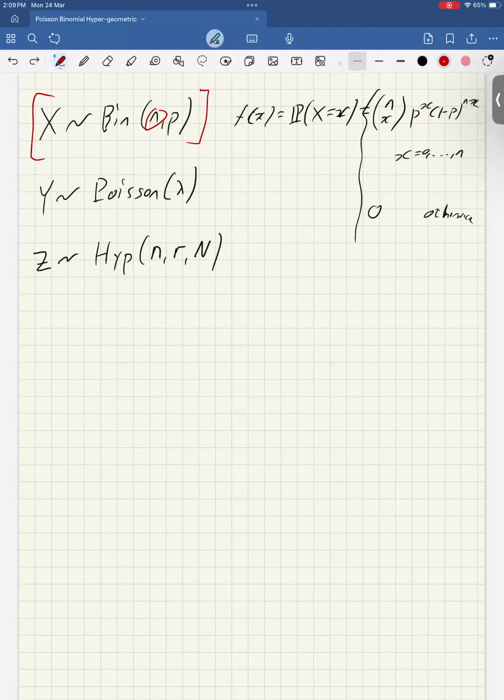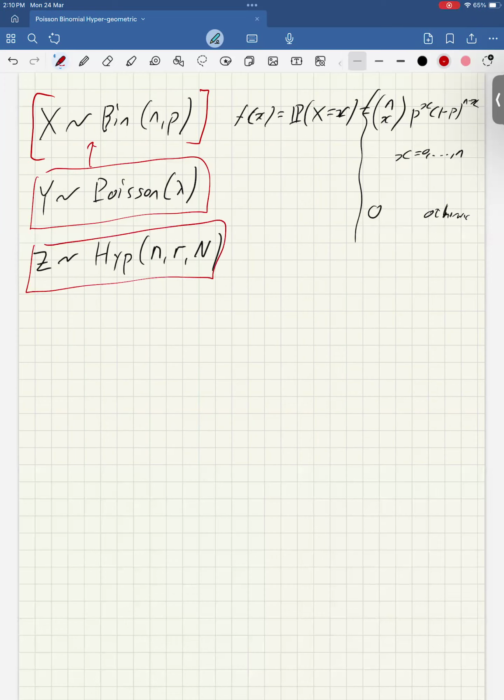Now, we will start by speaking about the Poisson distribution, and then we'll relate the Poisson distribution to the binomial distribution. And similarly, later we'll speak about the hypergeometric distribution and also relate that to the binomial distribution.